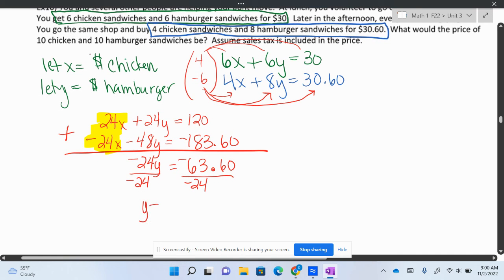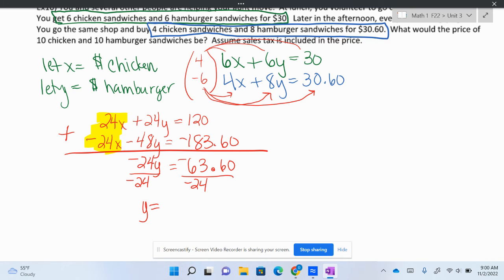This would have been horrible to graph, right? Someone tell me the cost of a hamburger. So 63.60 divided by 24. $2.65. I think that's correct.